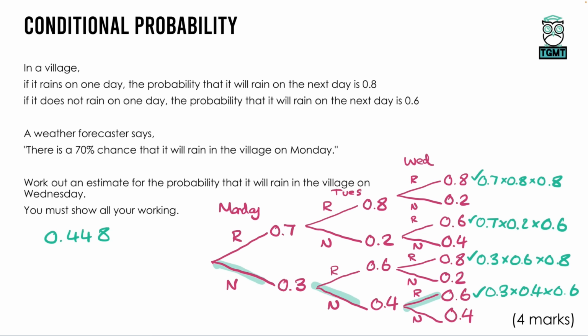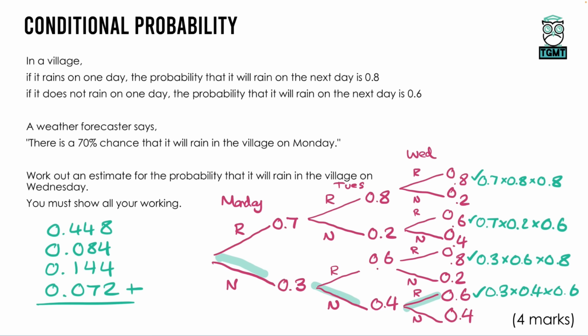So 0.7 times 0.2 times 0.6. That second one gives us 0.084. The third one, 0.3 times 0.6 times 0.8. That gives us 0.144. And that final one, 0.3 times 0.4 times 0.6. And that gives us 0.072. So we have 4 probabilities. We just need to add all of these together. And that's going to give us our overall probability of this actually happening.